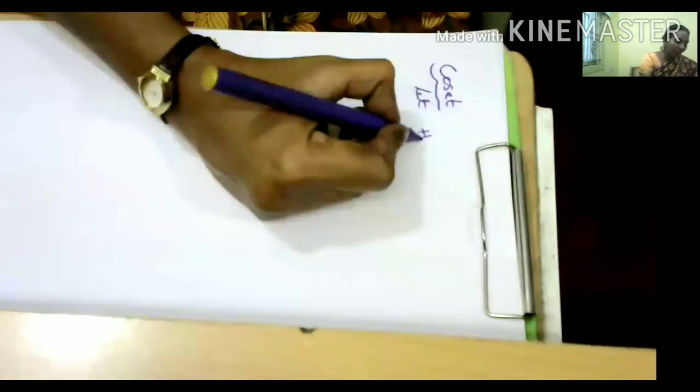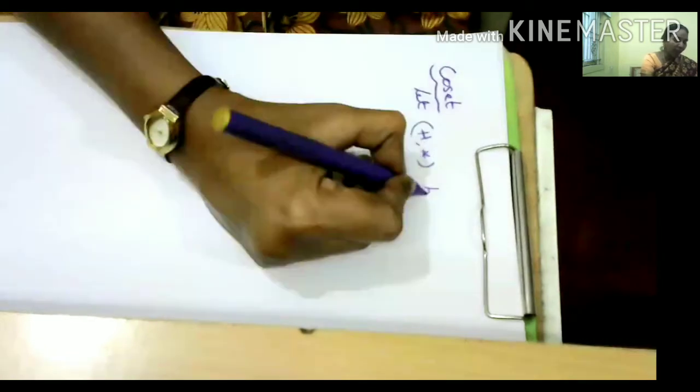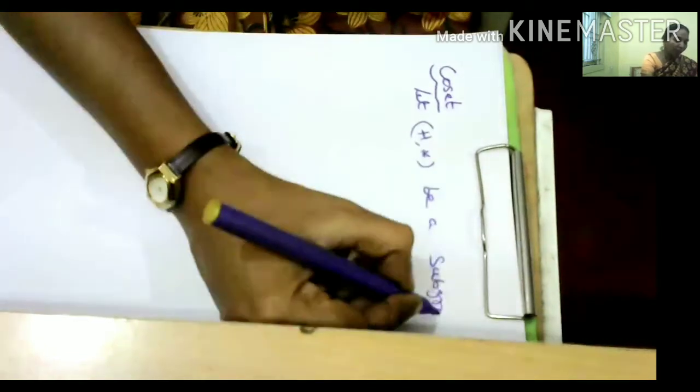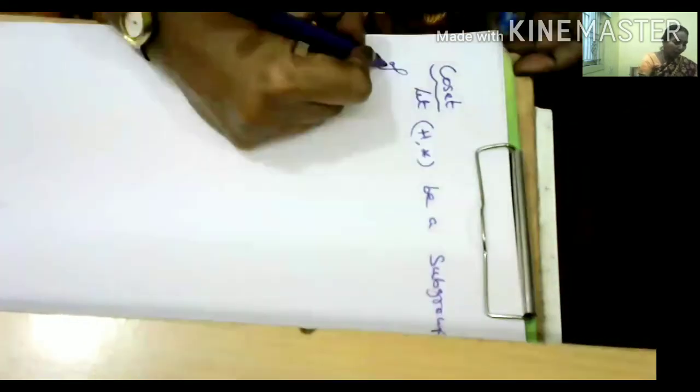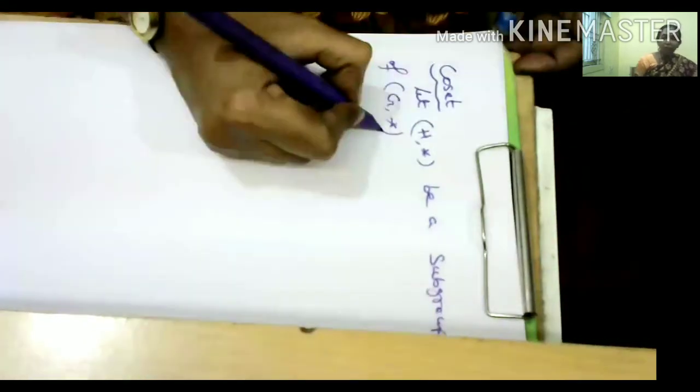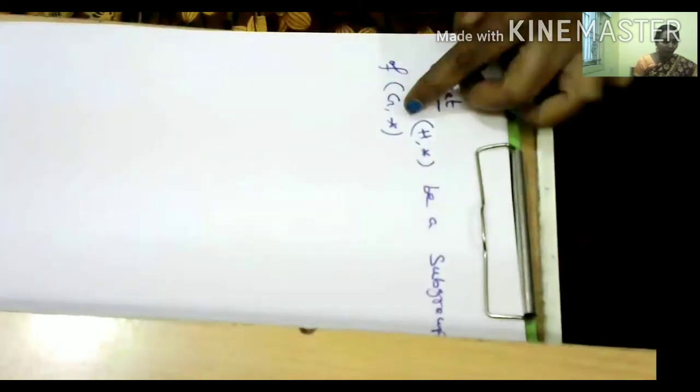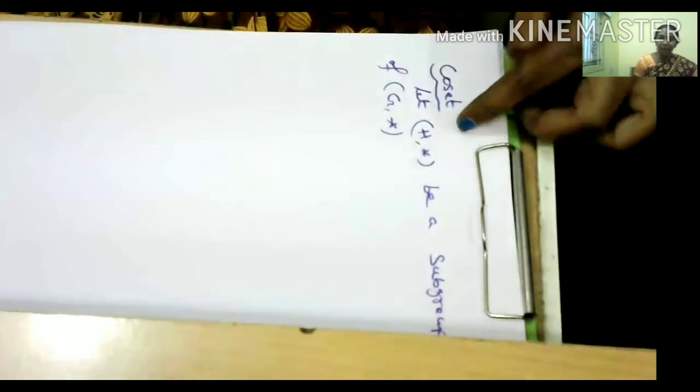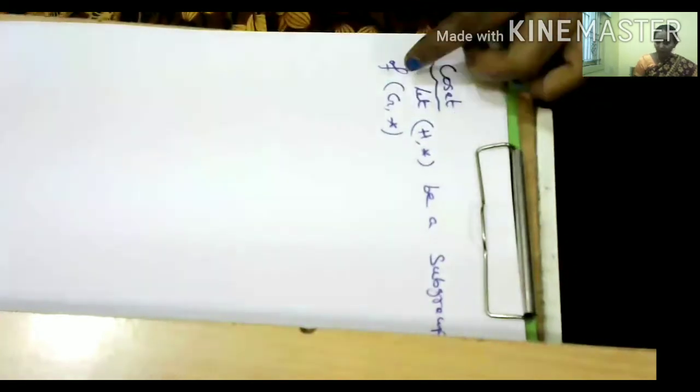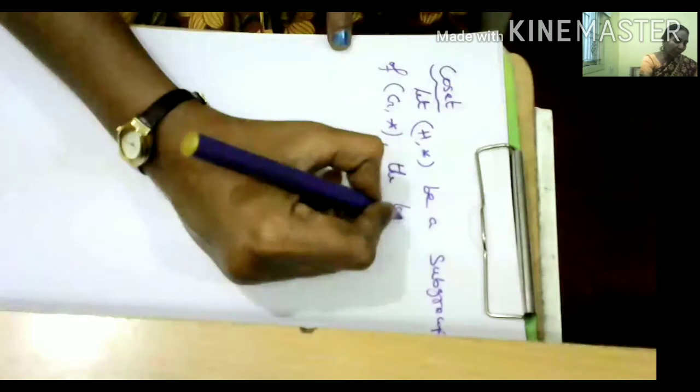The definition says, let capital H comma star be a subgroup of G comma star. So for defining coset, we need a group G comma star under the binary operation star, and also we need a subgroup from capital G. We have two types of cosets. One is the left coset, another one is the right coset. The left coset we define like this.